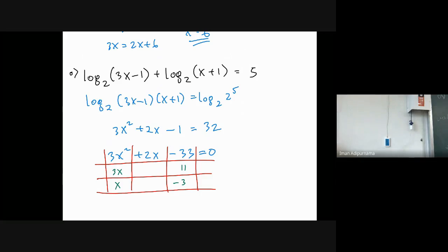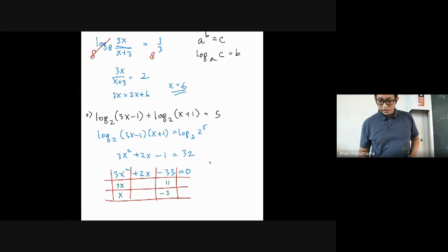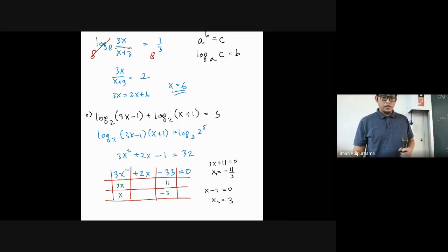Is it correct? 3x, negative 3, it will be negative 9, plus 11, it's 2. So 3x plus 11 and x minus 3. Is it helping you solve factorization? Use this factorization. So 3x plus 11 is 0, so x1 is negative 11 over 3. x minus 3 is 0, so x2 is 3. So again, we need to check.